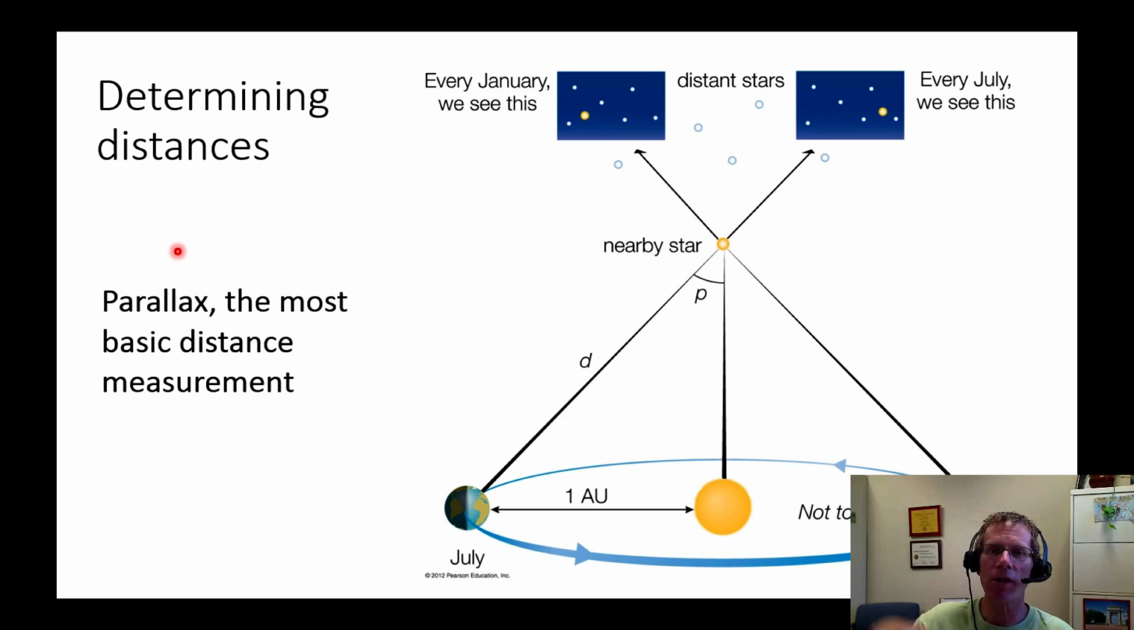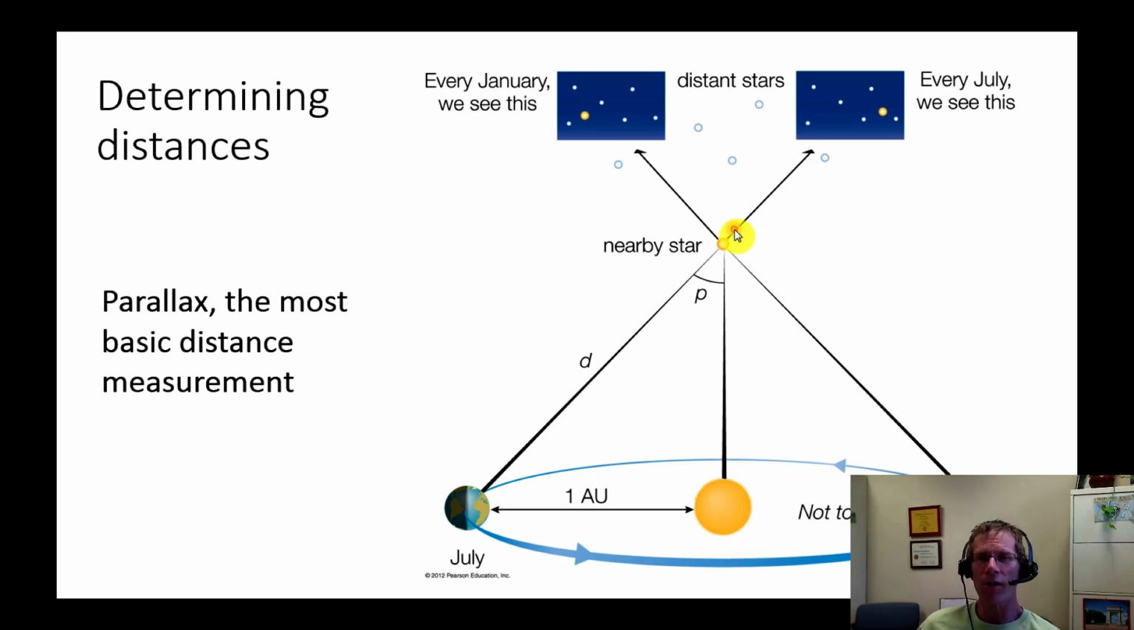Parallax is similar to what you have noticed if you close one eye. So right now I've closed my left eye. I'm holding my thumb close to me. I'm looking at it with my right eye. When I close my right eye and open my left eye, my thumb shifts with respect to the camera, which is off in the distance. For a farther away thumb, that shift is even less. So there's a relationship between the shift here, which is called the parallax angle, and how far away this star is.